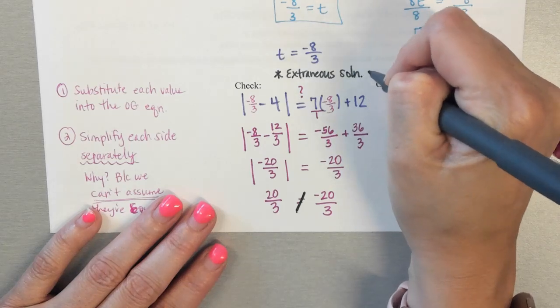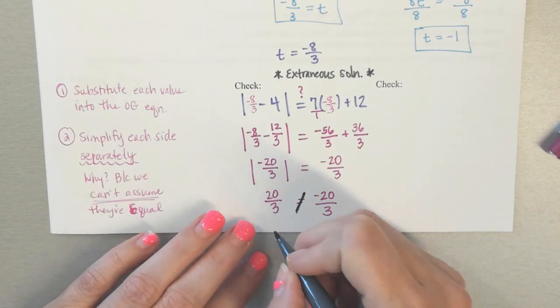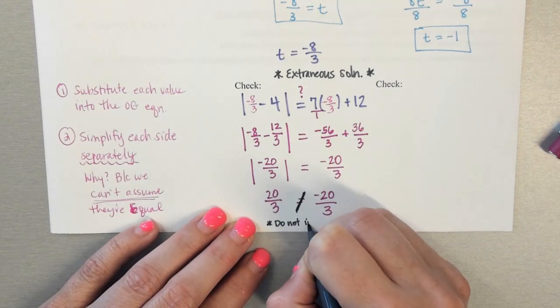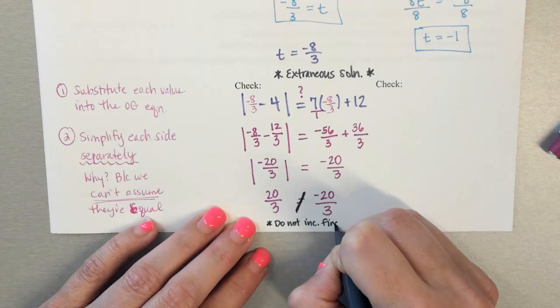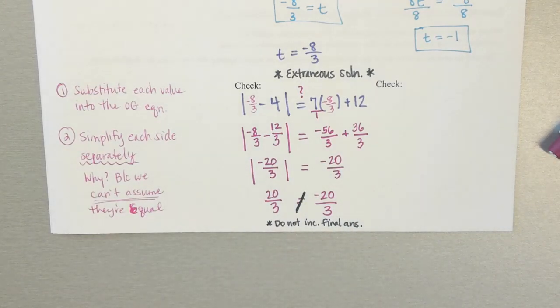Okay, so if they're not equal, this is an extraneous solution. It looked like an answer, but when we did the check, they weren't equal. Okay, so if it's extraneous, do not include this in your solution. Do not include in your final answer. Okay, so if you were doing a test, you have a number line, right? You wouldn't write that on the number line. You would just have this work for it. Okay?